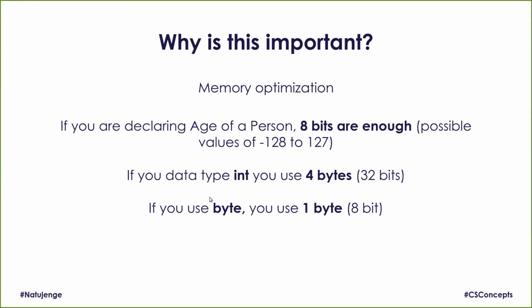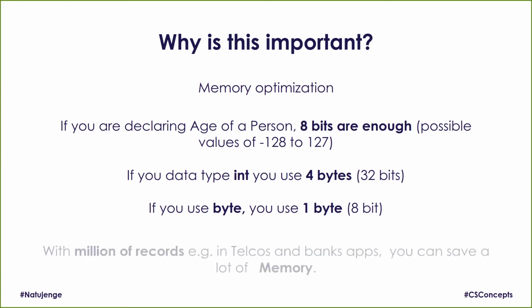If you declare that value as int, then you're going to use 4 bytes and you're going to waste 3 bytes storing the value, because all the 3 bytes will have the value set as zeros, and you'll basically be wasting the memory location. So I know this is something that you guys have not been worrying about, but when you're dealing with millions of records, e.g.